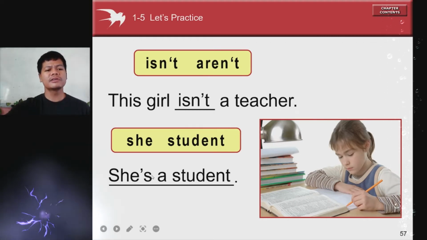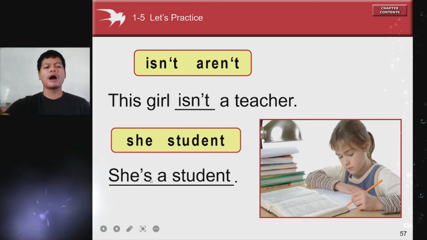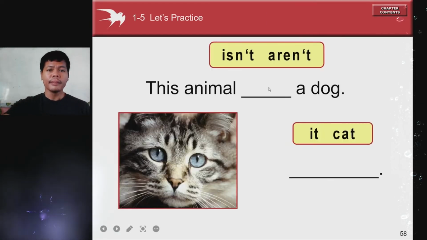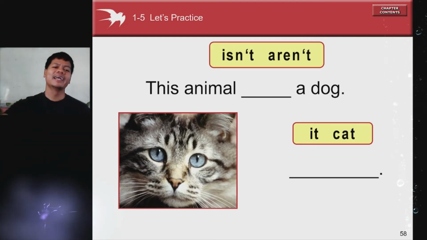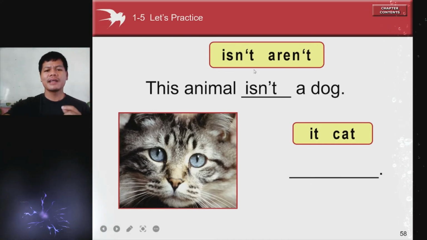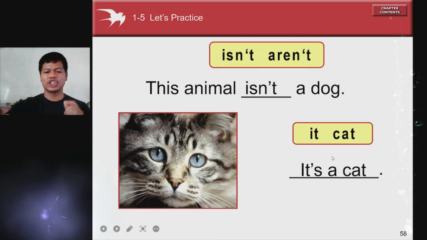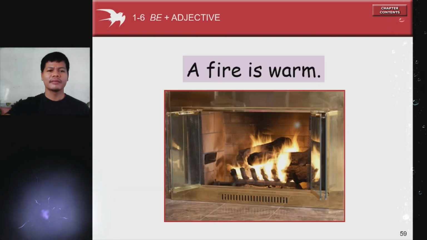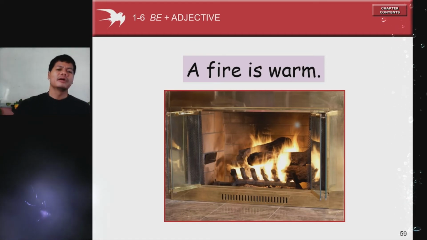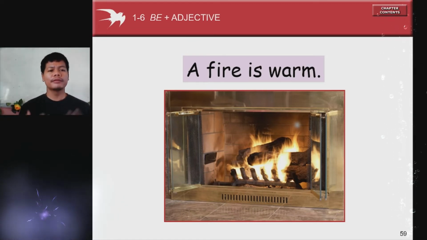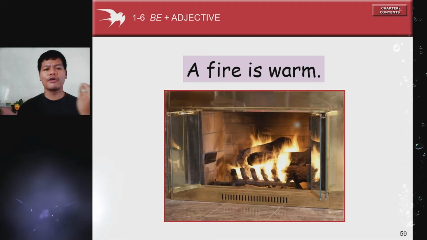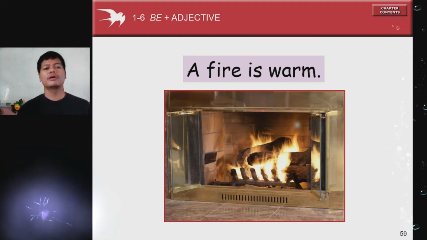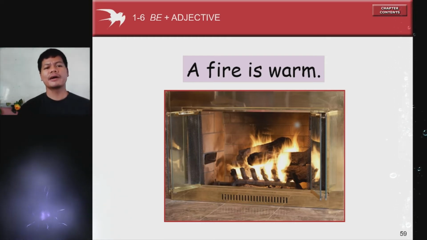She is a student. She's a student. Okay. This animal, do you know this animal? Cat. Okay, this animal isn't a dog, it's a cat. Okay, a fire is warm. Oh, you should know "be" plus adjective. Do you know adjective? Adjective is used to describe a noun or a pronoun.